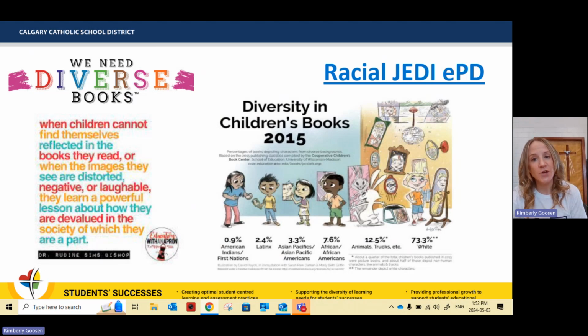So the Racial Jedi EPD does have, and it's linked here right on that Racial Jedi EPD blue text on the top, they do have a list of diverse books that are also linked with IMC. So if your teachers are looking to build diversity with their books that they're bringing as mentor texts, this is a great place to kind of start.